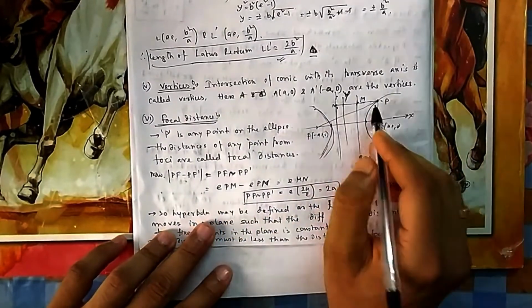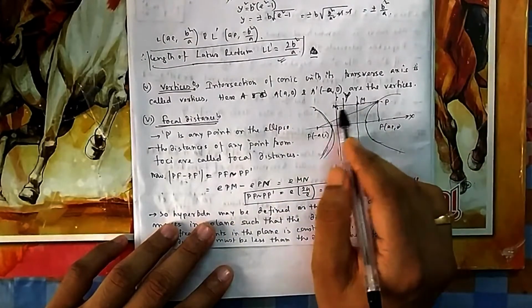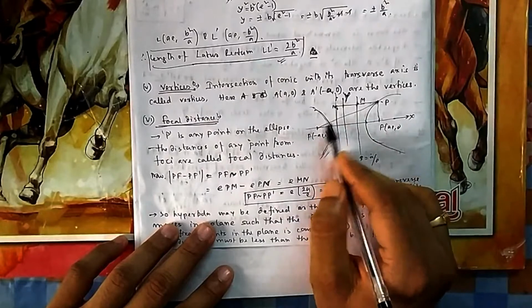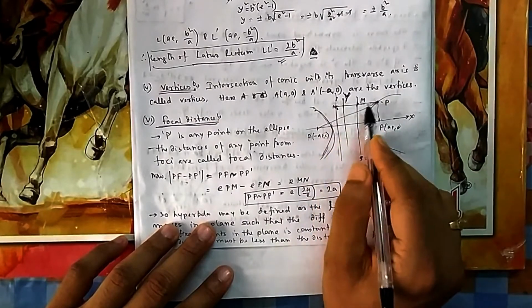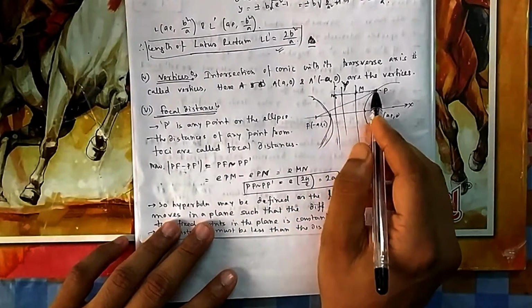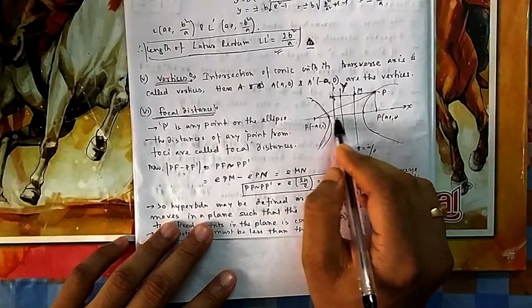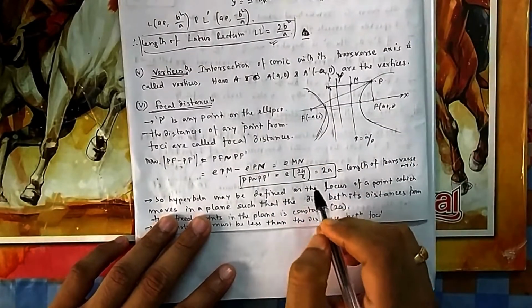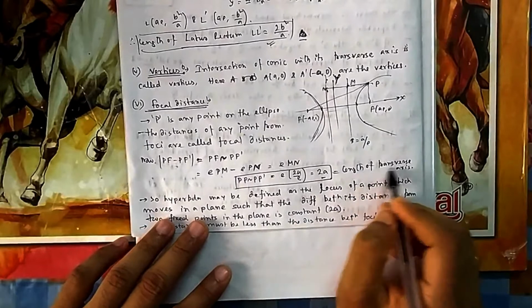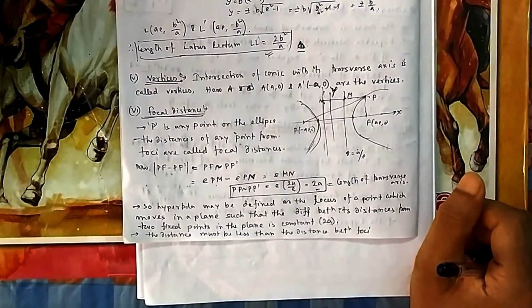So PF will be equal to E into PM. That you know. P dash F is equal to E into P dash M dash, because the distance from the focus and the distance from the directrix have the same ratio E. So if you take E common, this minus this is equal to MN. What is this MN? This is at AE, this is at minus AE, so this distance is 2A by E. So it gets cancelled and you get 2a, the length of the transverse axis. Now here the difference between the focal distances is fixed, and it is equal to the length of the transverse axis.